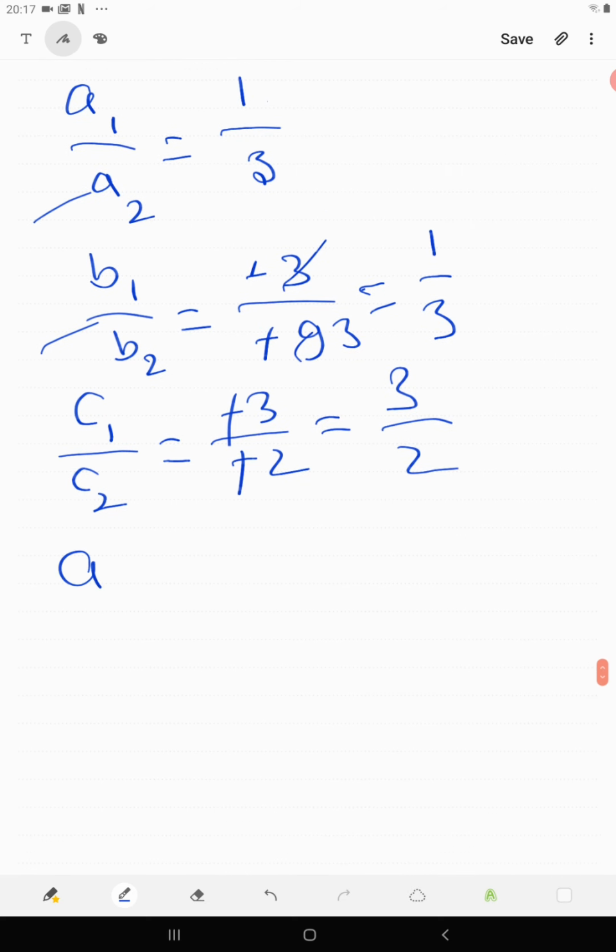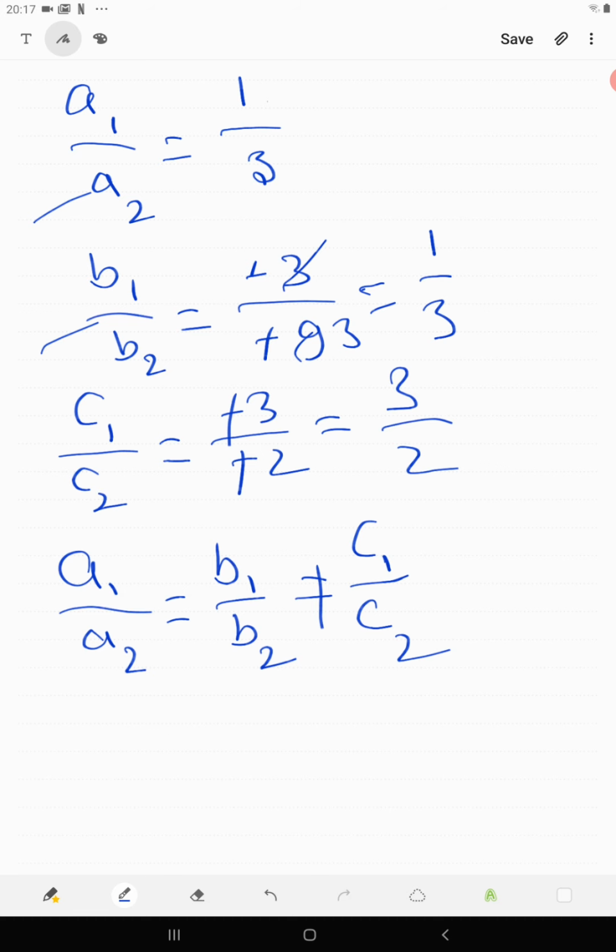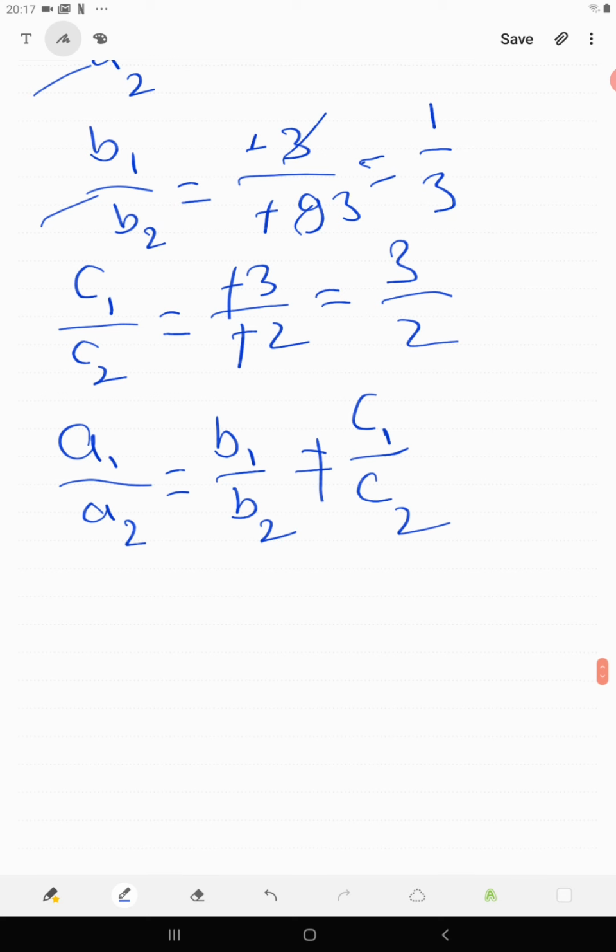So we can write it as a1 by a2 equals to b1 by b2 is not equals to c1 by c2. So which condition is that? There will be no solution.